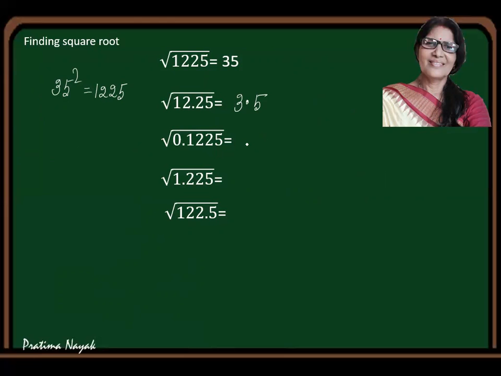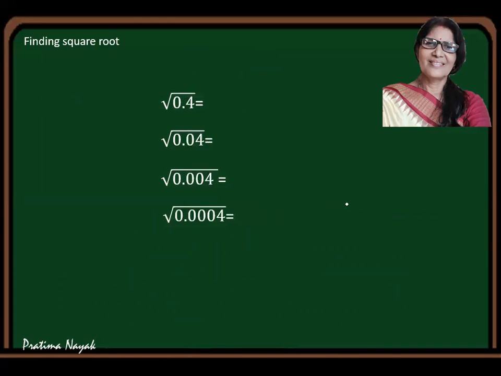0.1225. Certainly it will be 0.35. 1.225. Not a perfect square. 1, 2, 2, 5, not a square. 0.4, is it a square? 0.4? No, it is not a square.